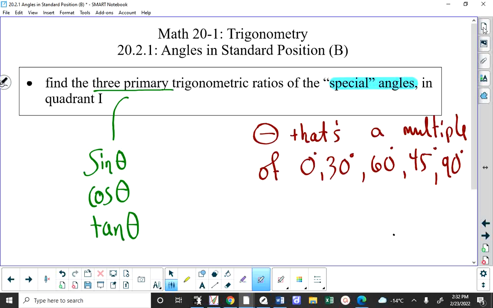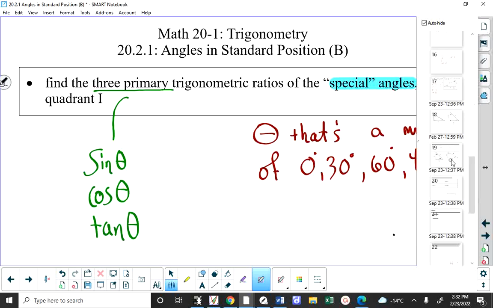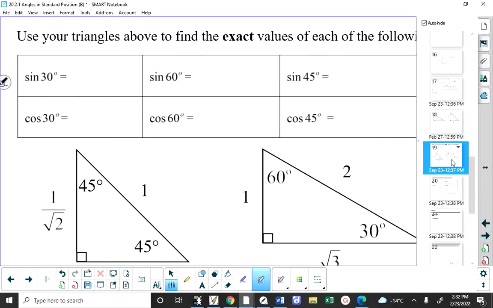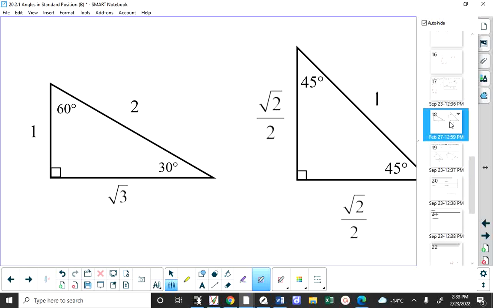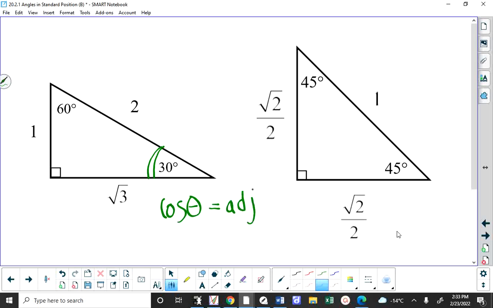So, if I asked you what is the cosine of 30 degrees, well, I know what the cosine of 30 degrees is. It's root 3 over 2. And why do I know that? Because when I look at a right triangle that has a 30-degree angle in it, and I know that cosine of an angle is the adjacent side over the hypotenuse, the adjacent side is root 3 and the hypotenuse is 2. I know the cosine of 30 degrees is root 3 over 2.